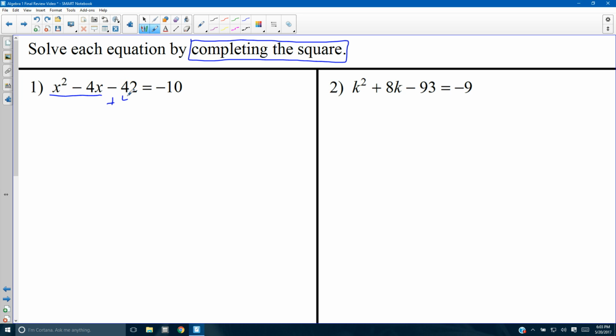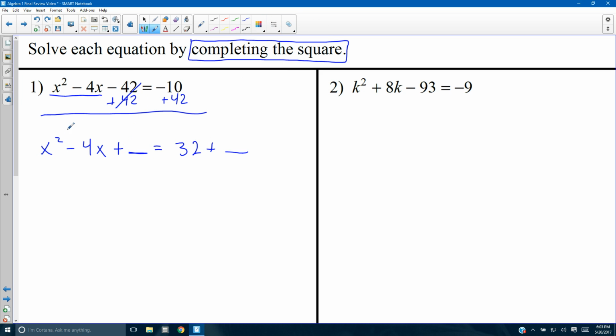Let's add 42 to both sides of the equation so it's completely on the other side, just out of our hair. So I have x squared minus 4x on this side. Negative 10 plus 42 is 32. I have that on this side. And what we're going to do is the completing the square method involves adding a specific number here that will make it factorable to a perfect square trinomial. By trinomial, I mean a 3-termed polynomial right here. So what is that number?